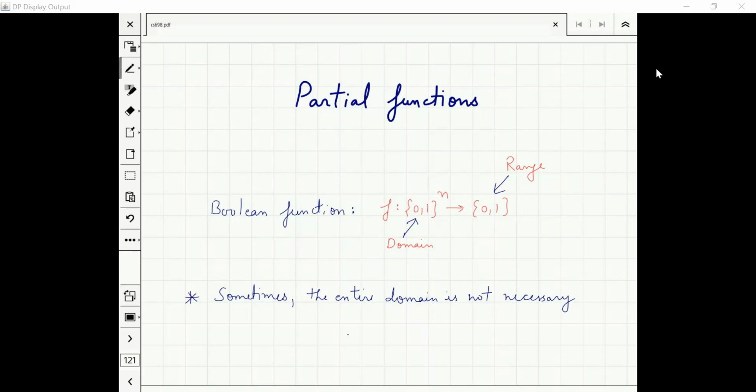Let's look at the definition. You might have thought of them intrinsically. I'm sure I have talked about one or two partial functions in between. Partial parities? No, partial parities are not partial functions. They are total functions. Let's talk about what partial functions are.